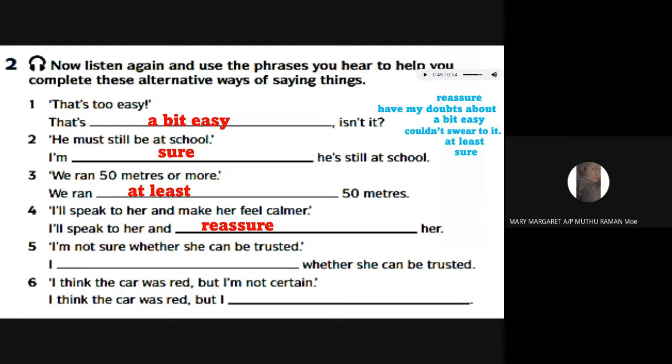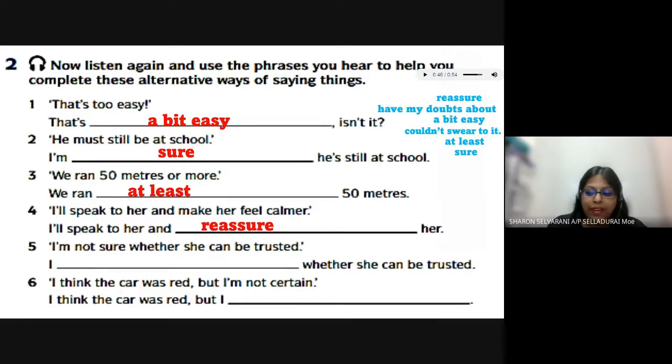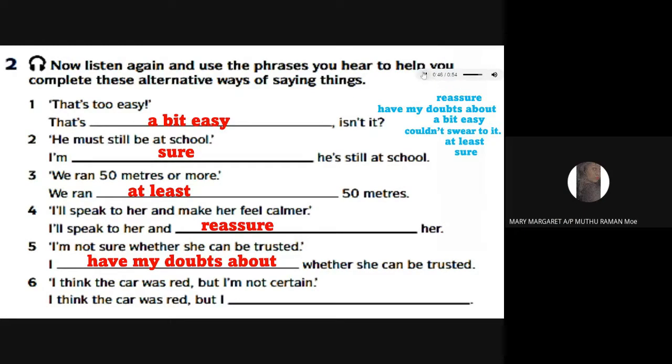Okay, what do you think? I have my doubts about. All right, I have my doubts about whether she can be trusted. If you say doubts, it means you are not sure. It is possibly a yes or a no. Okay, number 6. I think the car was red, but I'm not certain. Okay, you are not sure. I think the car was red, but I couldn't swear to it.